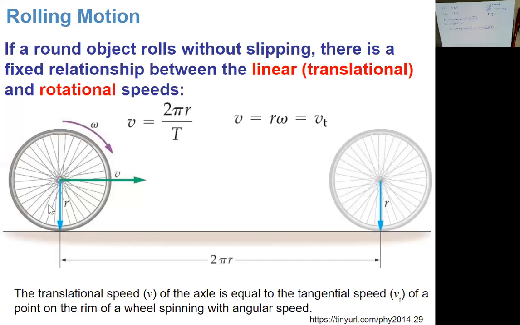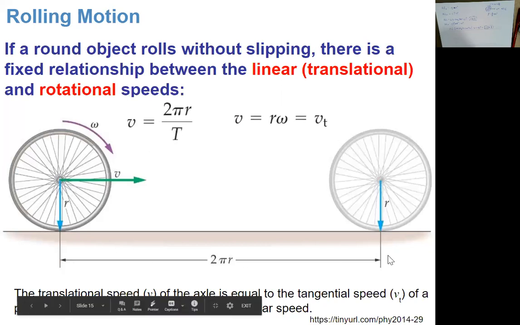You can see the bicycle wheel, after a certain time t, moves from one place linearly to the other place. So there's linear motion here, and also there will be rotational speed because it rotates with the axis going through the center of the wheel. In this case, the linear speed v is equal to 2 pi r if we take one period.